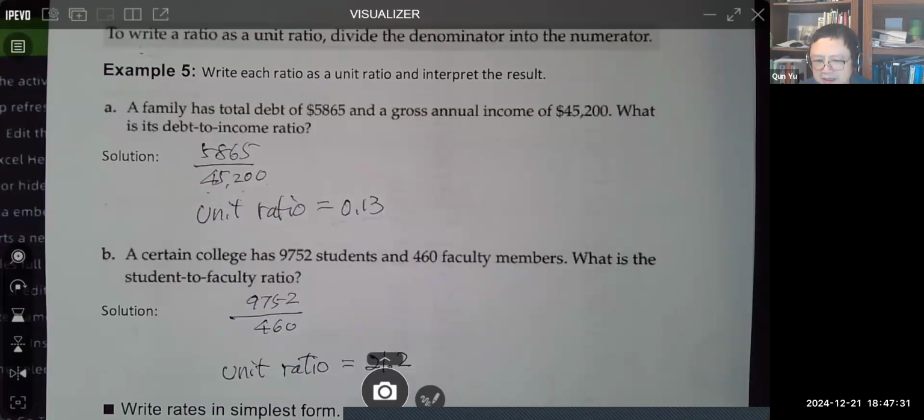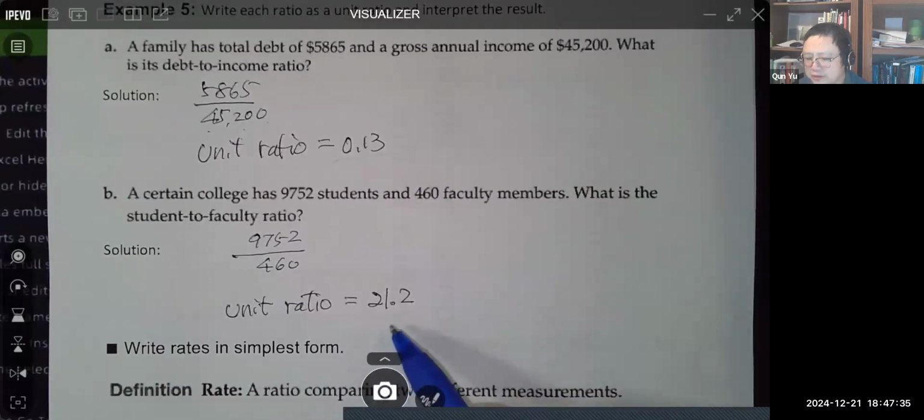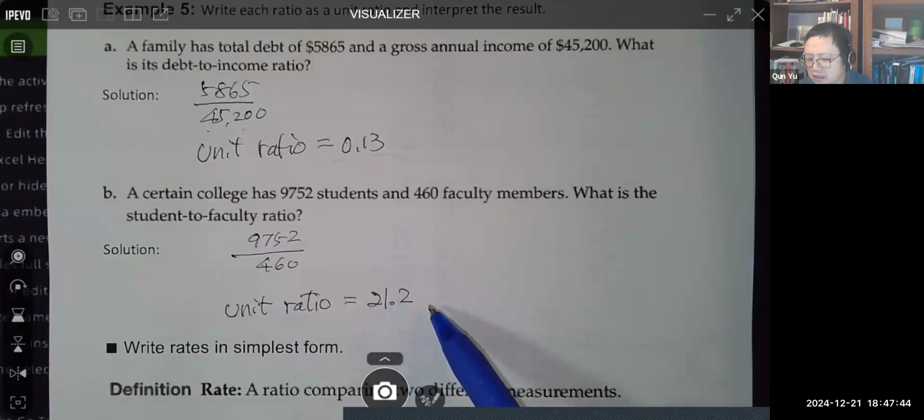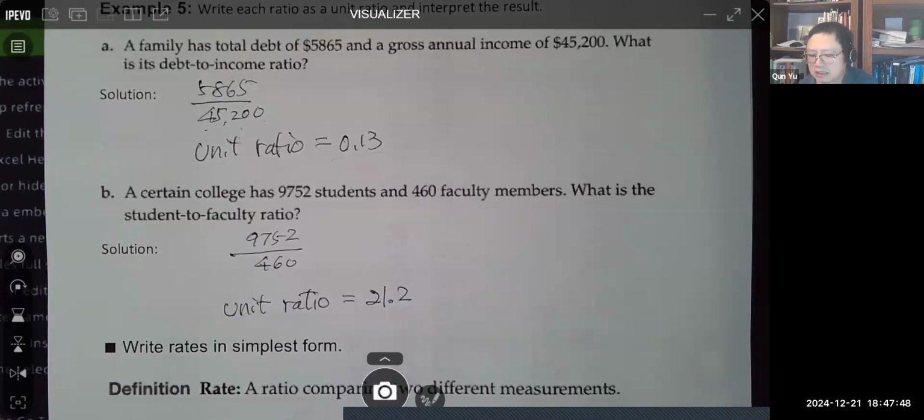So you can see from this example, by using a unit ratio, it's easier to digest and understand the information. This one is hard to understand exactly as a ratio, right? This one just tells you for every faculty member, there will be a little bit more than 21 students. Or you say for every 21.2 students, there's 1 faculty member.